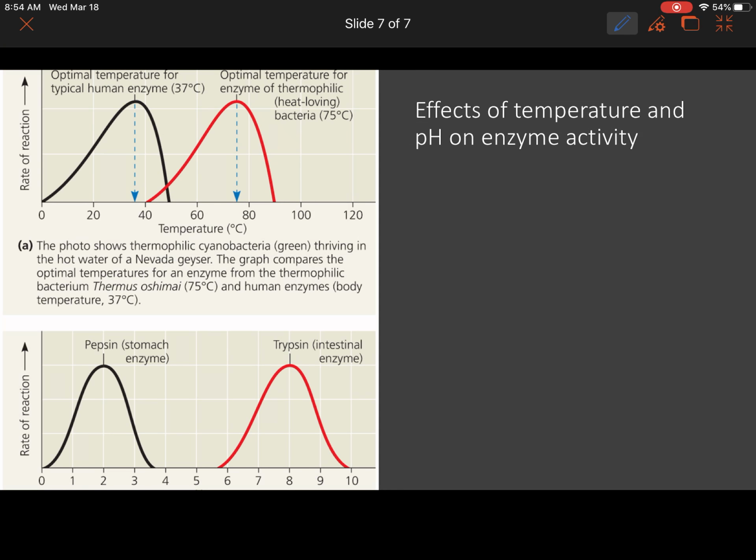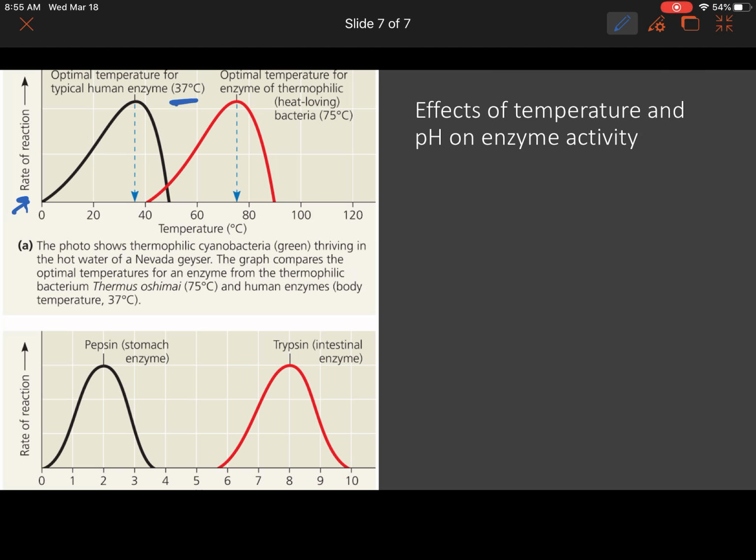Now, because enzymes are proteins, they can be affected by their local environment. Also, different organisms that live in different environments, their enzymes are specially suited to those environments. So temperature and pH are two environmental conditions that can really affect enzymes. If we look at this top graph, the black line represents the optimal temperature for a human enzyme. Okay, and notice that optimal temperature is 37 degrees Celsius. 37 degrees Celsius is body temperature. Okay, so our enzymes are going to work best around body temperature.